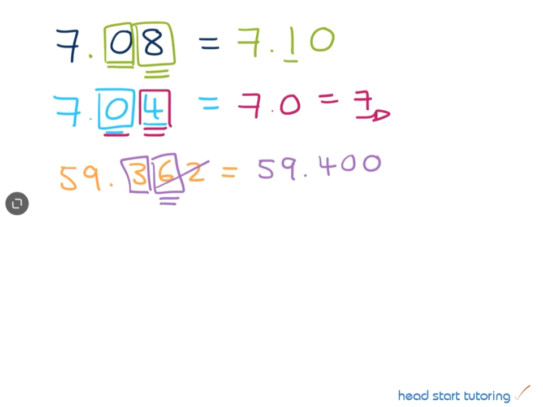So this 6 tells us that 59.362 is closer to 59.4 than it is to 59.3. So rounding 59.362 off to the nearest tenth will give us an answer of 59.400 or 59.4.